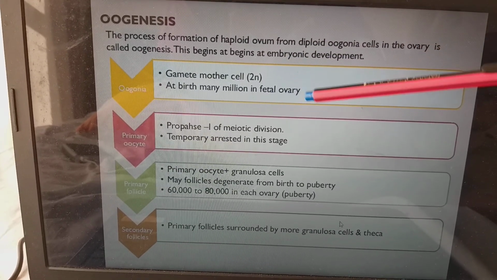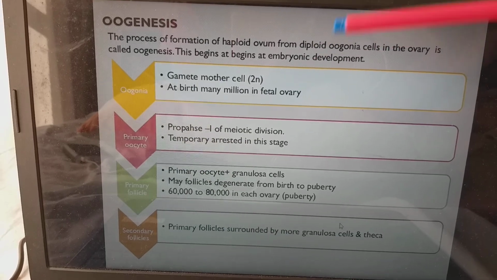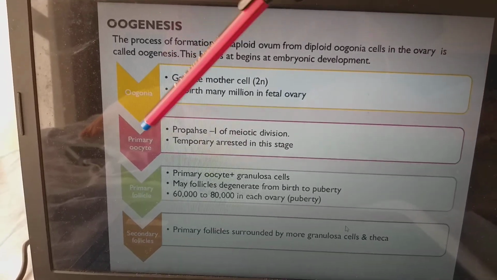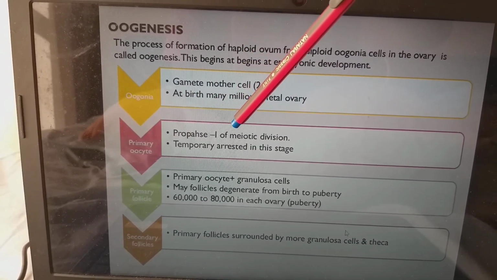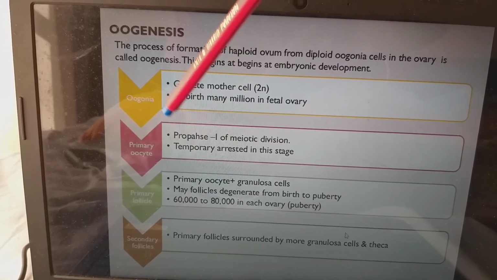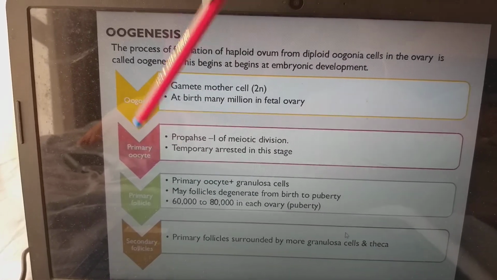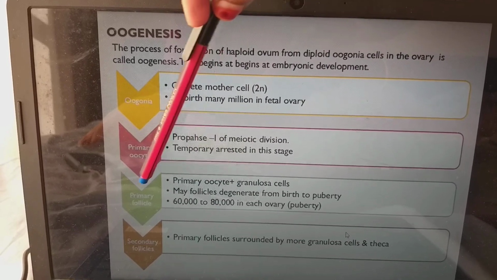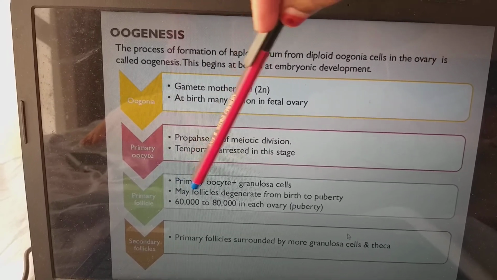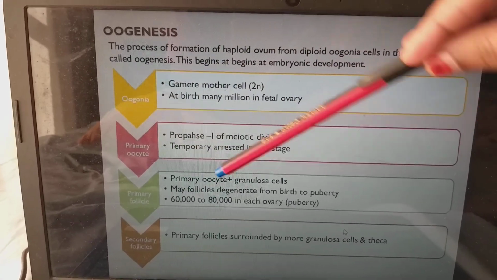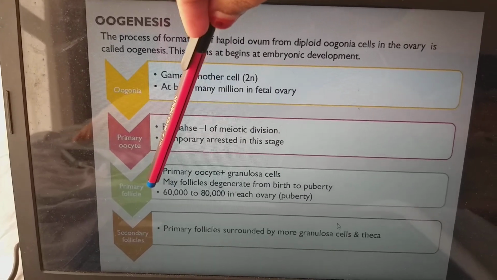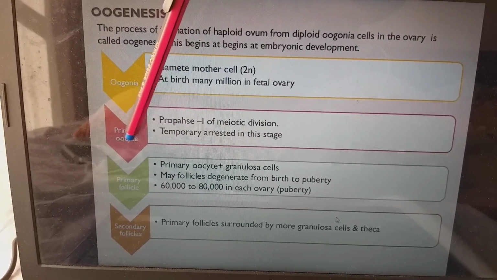At birth, many million are present in the fetal ovary. So, next, the stage is primary oocyte. Prophase 1 of the meiotic division has been locked, temporarily arrested in the primary oocyte. So, now the primary follicle: the primary oocyte plus granulosa cells, we call it the primary follicle. Inside this only we have the primary oocyte.